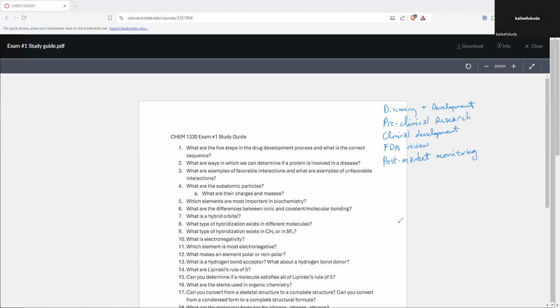Now, if we look at discovery and development, that would be basically what's the molecule that interacts with our protein of interest.